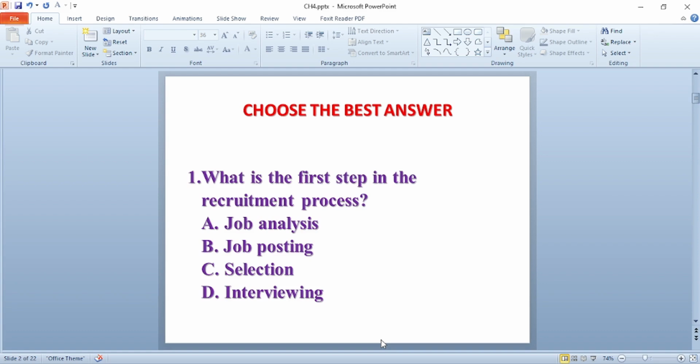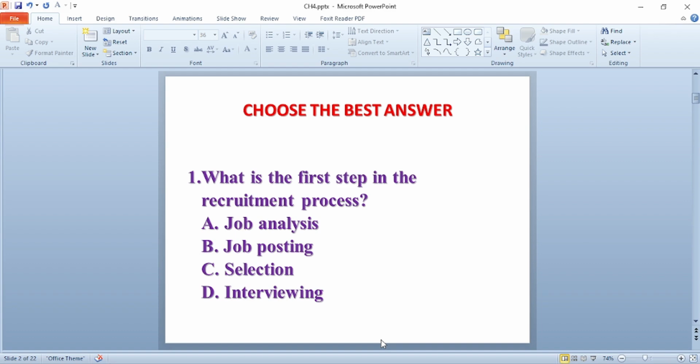The direction is choose the best answer. Question 1. What is the first step in the recruitment process? A. Job analysis. B. Job posting. C. Selection. D. Interview. The answer for this question is job analysis.